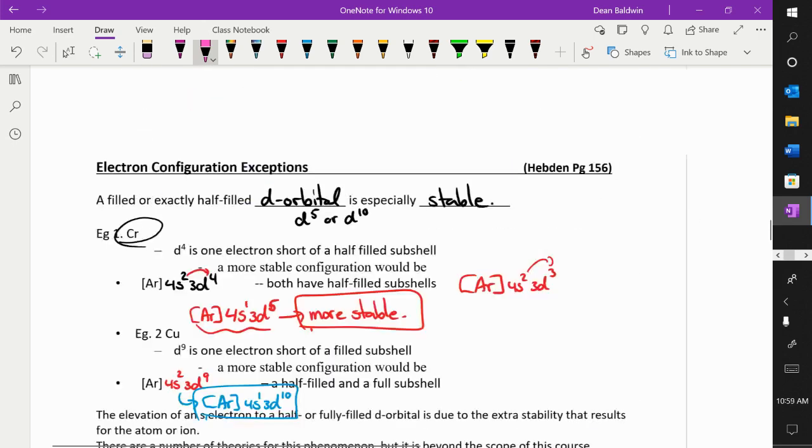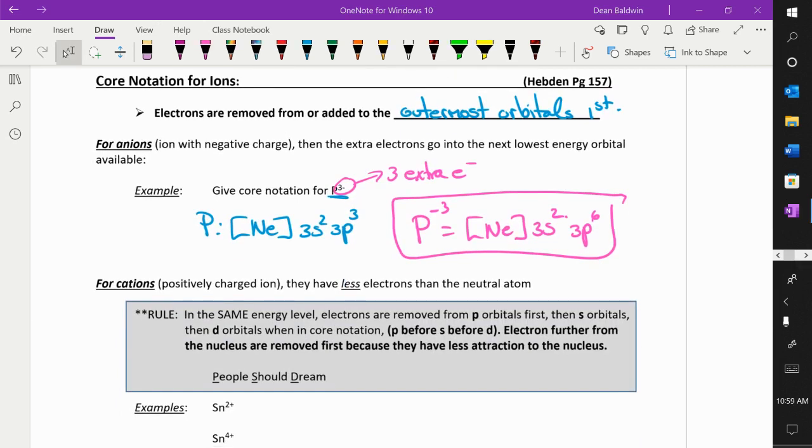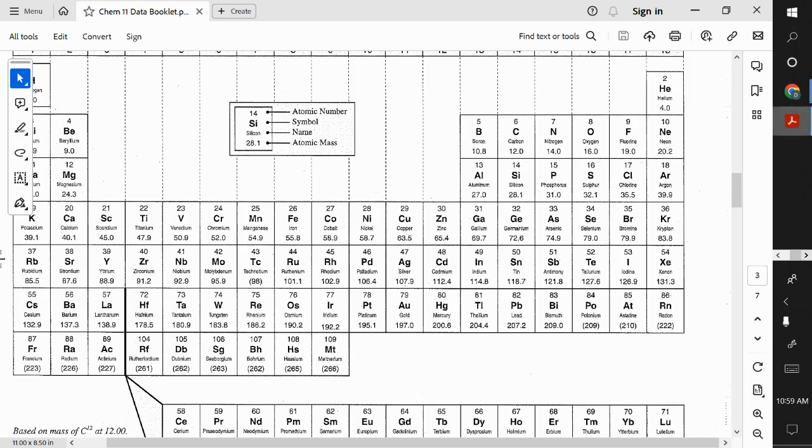The reason it would stop at P3 is if you look at your periodic table, here's phosphorus. If you add 3 electrons, 1, 2, 3, why would it stop there? It's a noble gas, and everybody's happy as their noble gas, right? That's what everything wants to be, a noble gas. And the reason it's happy is because all of its orbitals are filled. All right.